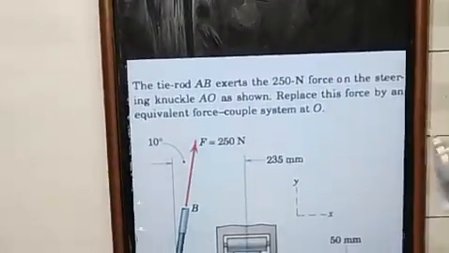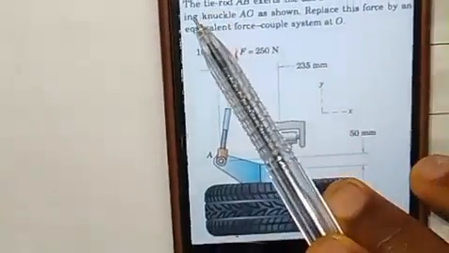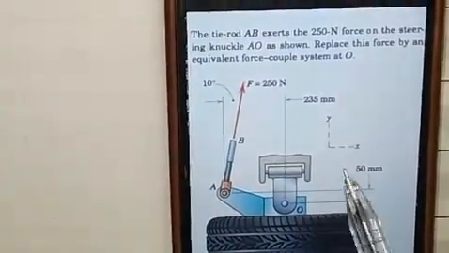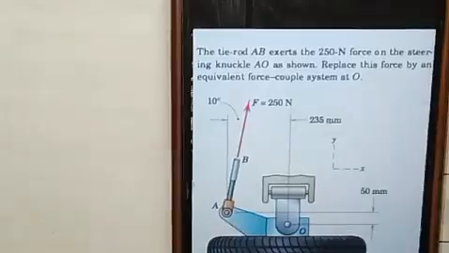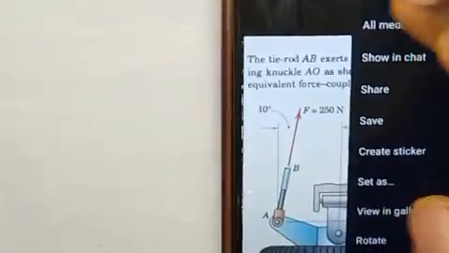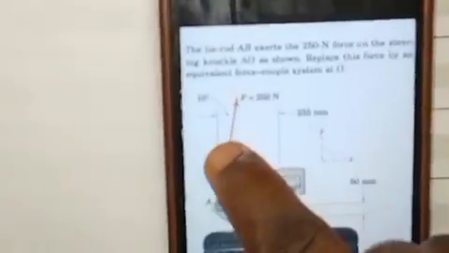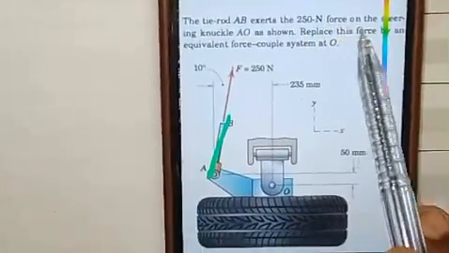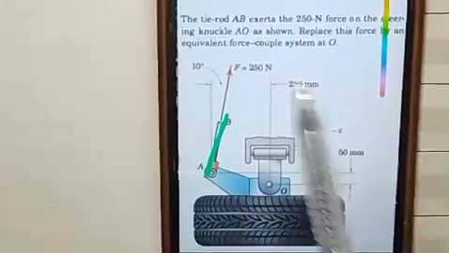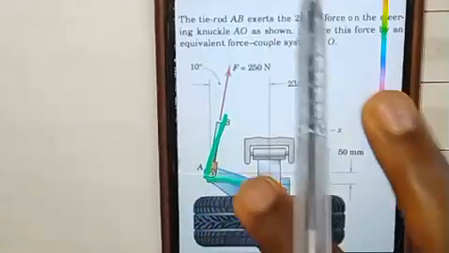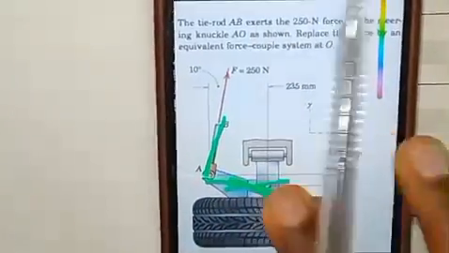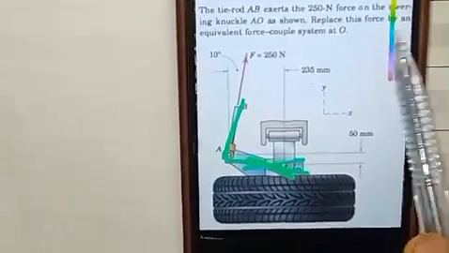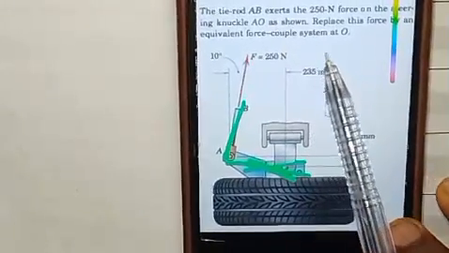So, here is a question on force system. The question says the tie rod AB, this is your A, and this is your B. This is the tie rod AB. Let's show this. The tie rod AB exerts the 200 Newton force on the steering knuckle AO, as shown. Replace this force by an equivalent force couple system.